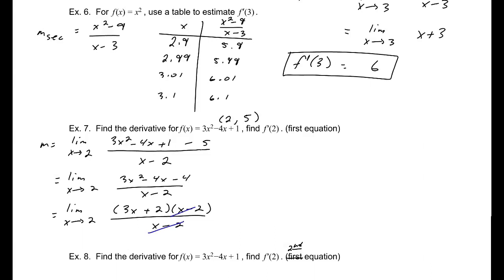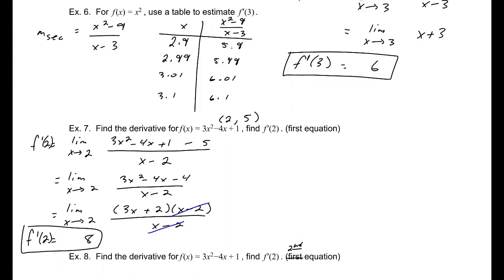So canceling those two factors of x minus 2 and evaluating at 2, my slope is 6 plus 2, that is 8. My slope is 8. So if I go back and replace m with f prime of 2, f prime of 2 equals 8.